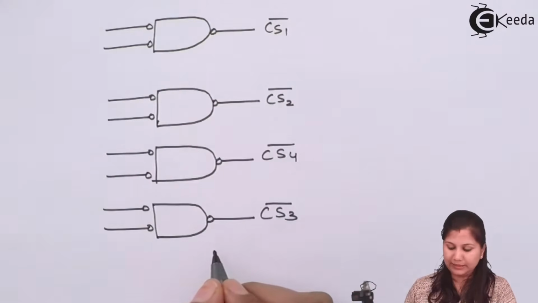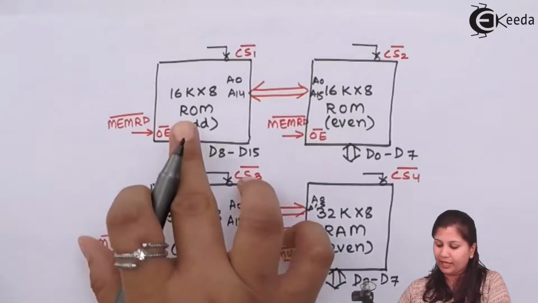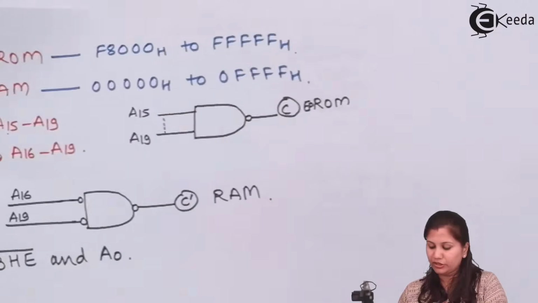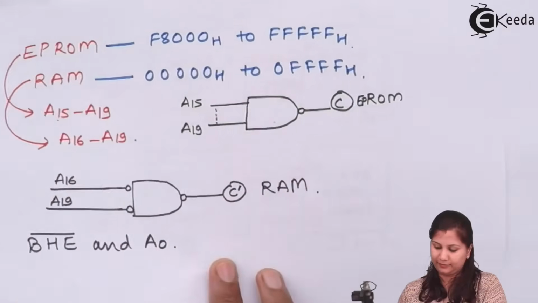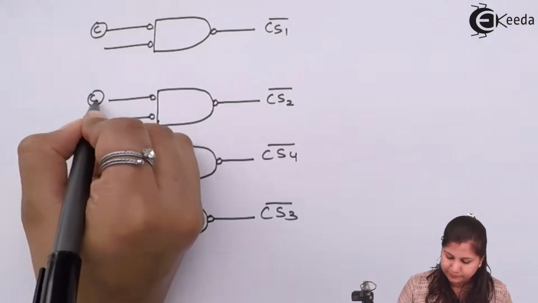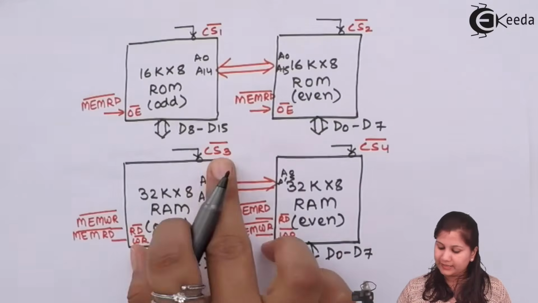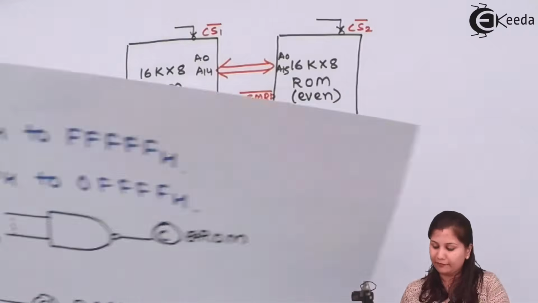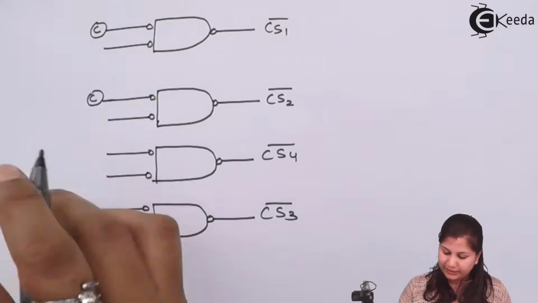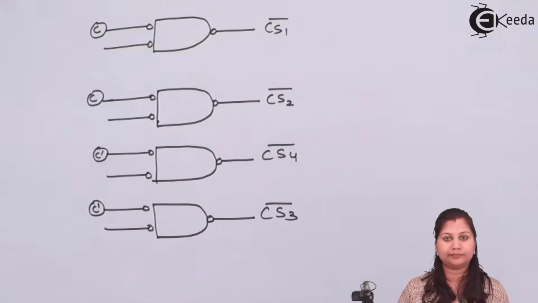These are the 4 chip select signals. These 2, CS1 and CS2, are for the ROM. For ROM we had one of the chip select signals as C, so here we will connect the C. Now CS3 and CS4 are for RAM, and for RAM we have one of the chip select signals as C dash. So we will connect C dash as one of the inputs to this NAND gate.